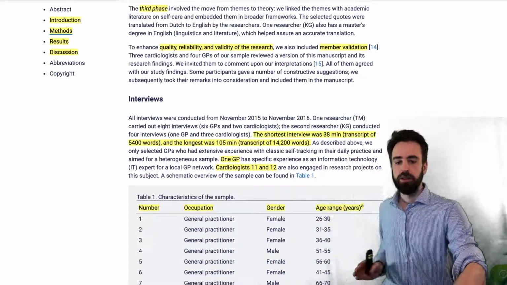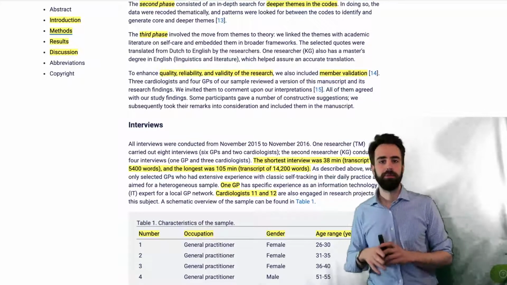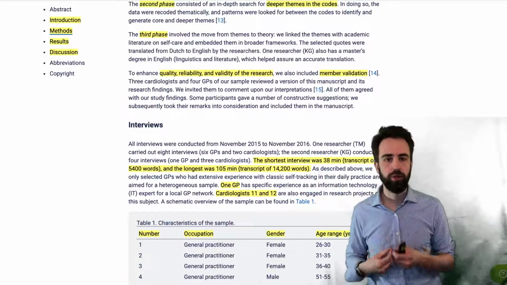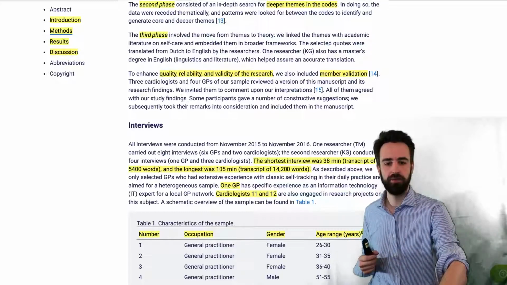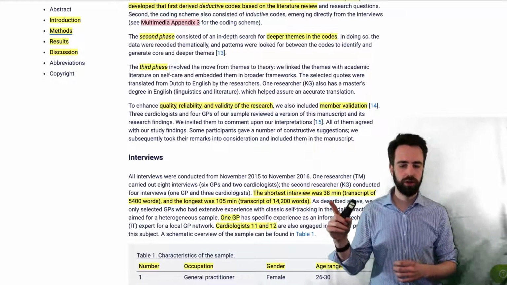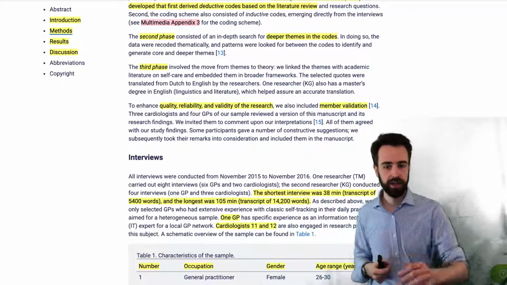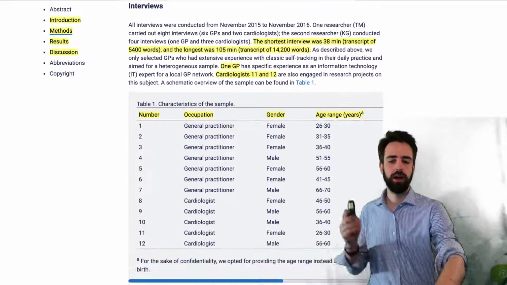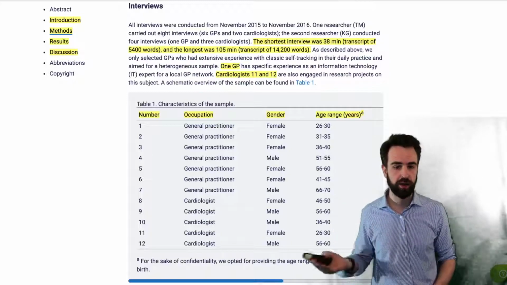So then the authors here give us a very concrete discussion of what the characteristics of the sample are. Well, first of all, the participants took between 38 minutes and 105 minutes in order to be interviewed. And then we get also a table with the key characteristics of our 12 participants.